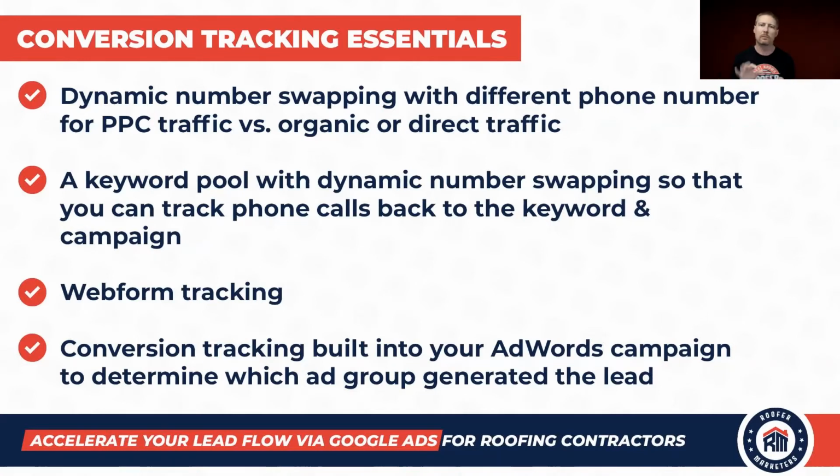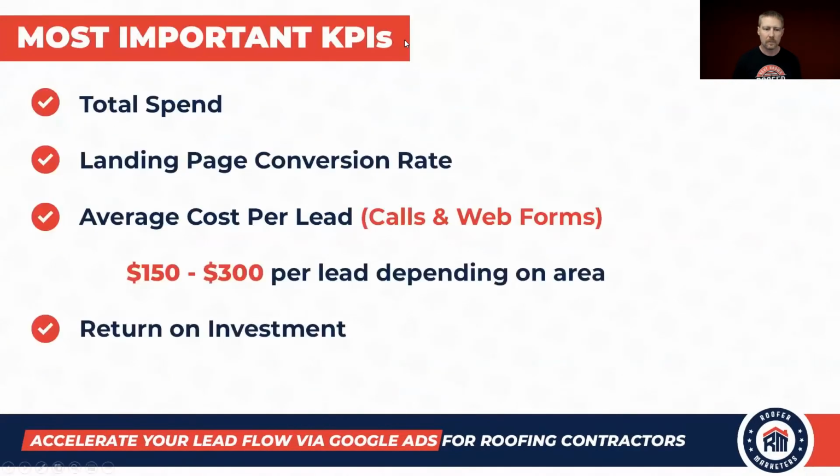You want to have web form tracking. So if anyone fills out a form, you want to be able to track that someone filled out that form and attribute it back to that specific keyword or search term. And so that conversion tracking is built into your AdWords campaign, all down to that ad group and keyword level. And so some important key performance indicators that I want you guys to understand in your AdWords campaigns. The first, of course, is your total ad spend, right?